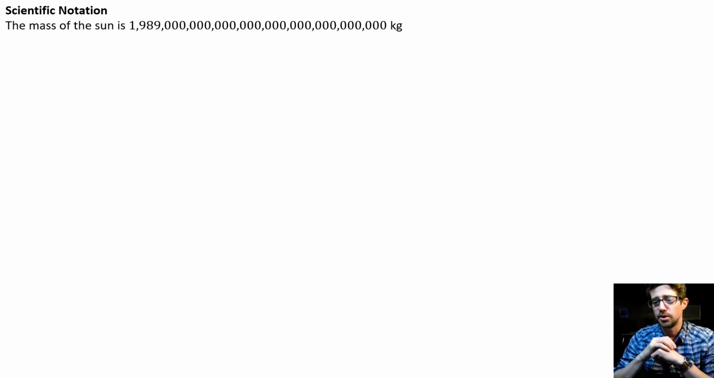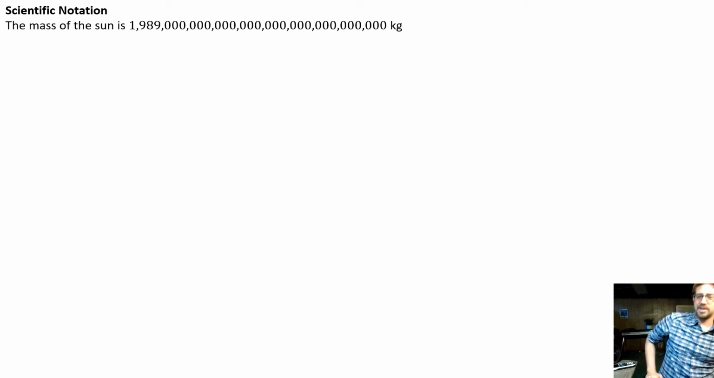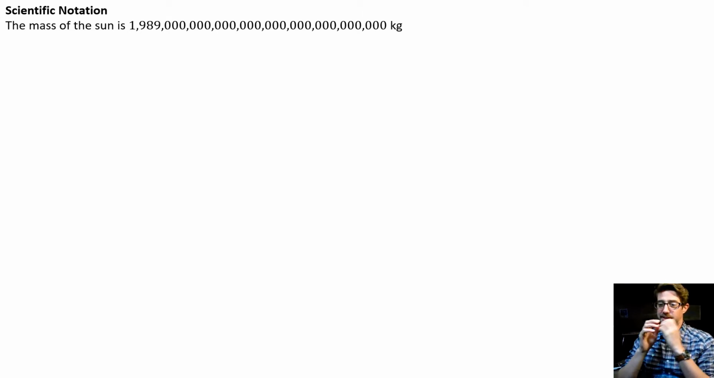Hello. Last thing in this chapter is something you've probably seen before, and it's called scientific notation. It's easier than what we've been doing. So here's the point of it. Don't write this down. The mass of the sun is 1 something 989 and then that many zeros, kilograms. Okay, so if you've seen scientific notation before, this is the context.